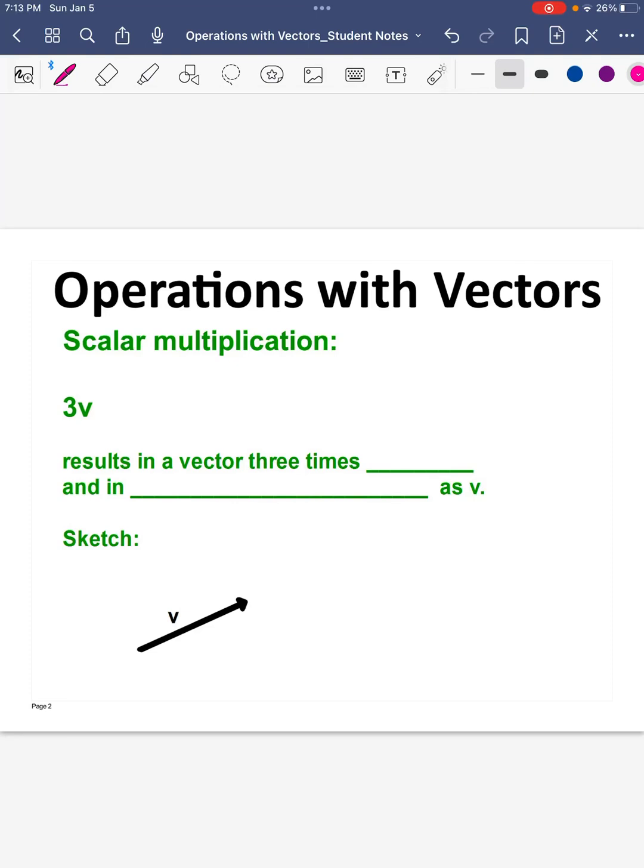All right, so we're going to start talking about some different operations with vectors now. The first thing is scalar multiplication. Notice this first expression says 3v. That means 3 times vector v. Imagine vector v being tripled. What happens is you have a resulting vector that's 3 times as long as v and in the same direction.